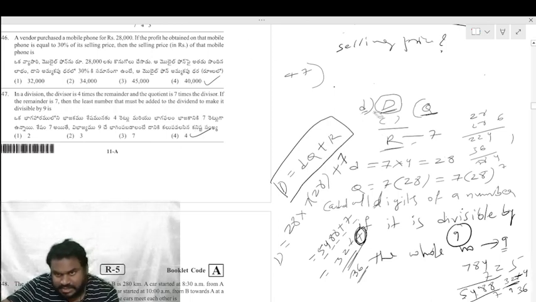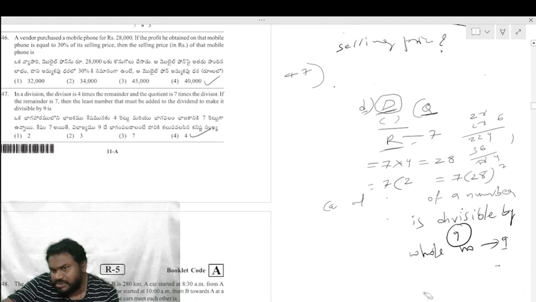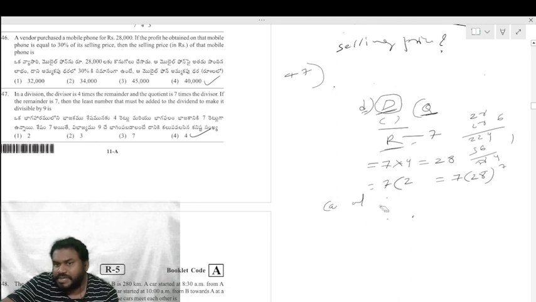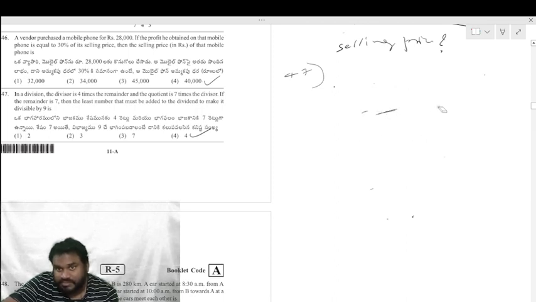For your understanding I have done all these things, but in the exam you don't have to. You can directly write this step and solve it. You can skip many steps. What I am doing here is trying to make you understand the principles, the formula and the conditions you need to use. The condition is that for a number to be divisible by 9, the sum of all its digits should be divisible by 9.